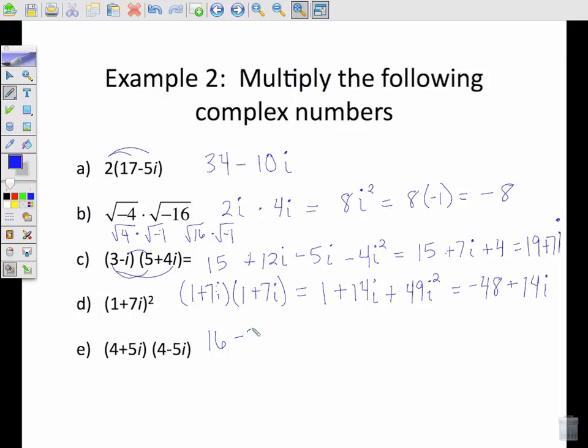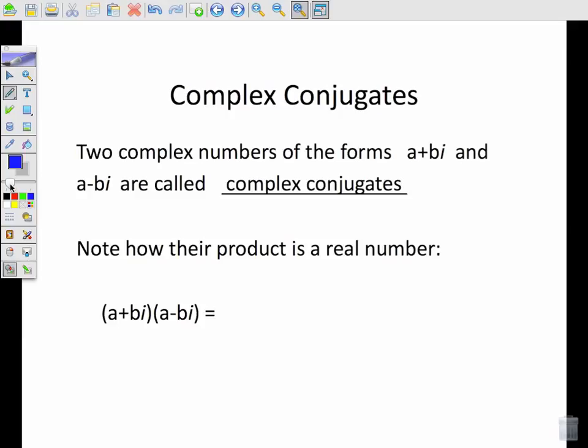Let's go ahead and FOIL the bottom here. 4 times 4, 16, minus 20i, plus 20i, and minus 25i squared. All right, the 20i's cancel. The minus 25i squared really becomes plus 25, so 16 plus 25 is equal to 41. So those are some basic operations. We had addition, multiplication, subtraction, maybe some distributive property, FOILing. Now let's take a look at what happens when we are going to division. Let's divide.